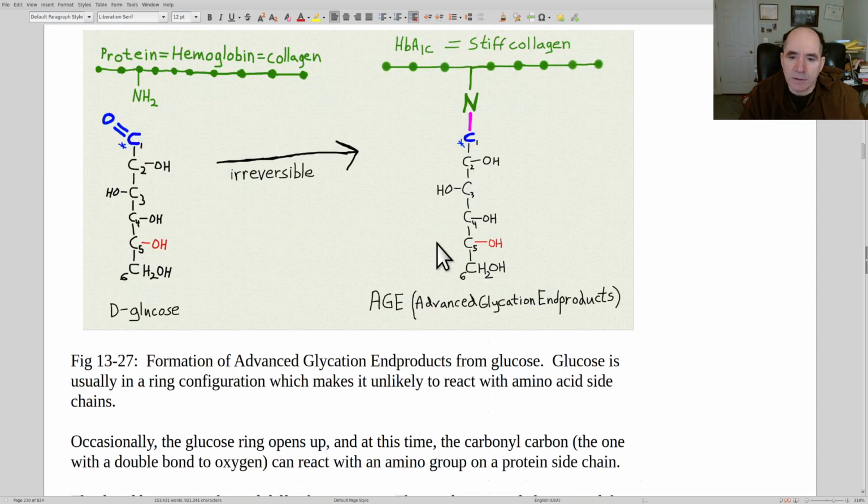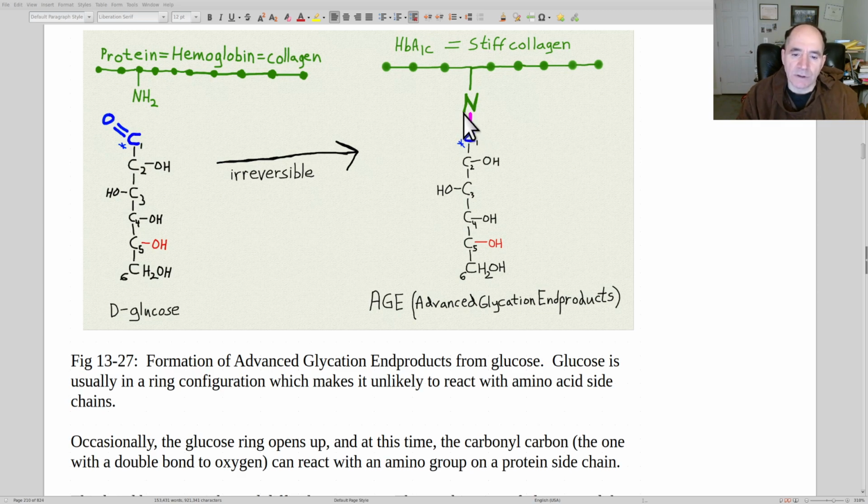Here's a closer look at the formation of advanced glycation end products. So here you'll have a protein, whatever it is, hemoglobin, collagen, whatever. And the D-glucose will come and interact with an amino acid on a side chain, let's say a lysine within the protein. And it'll bind to it and form an advanced glycation end product. These tend to be irreversible, okay?